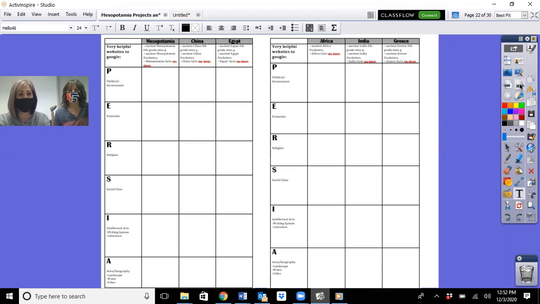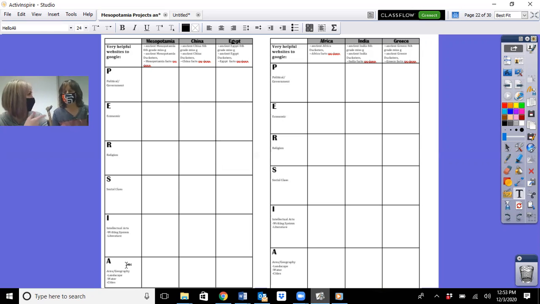And the 6 different aspects or pieces that we're going to be talking about is Persia, which is what it's called, Persia grid. So P is for political government. E is we're going to focus on economics. R is focusing on religion. S is focusing on social class, and I'll explain all these in a minute. I is intellectual arts, and A is area geography.